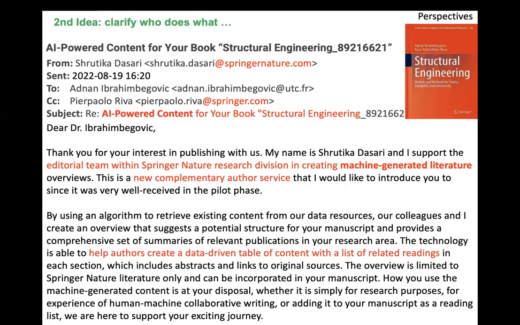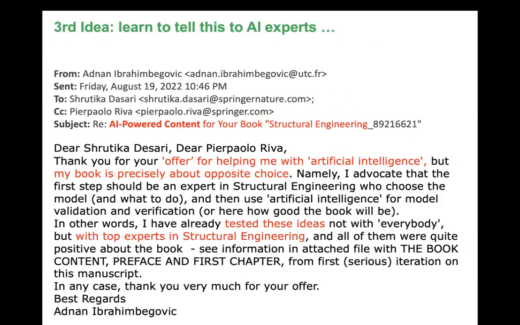And then I answered. The editor of Springer, Pier Paolo Riva, is the person who contacted me with the tools from Springer using artificial intelligence to write a book. So I said, thank you for your offer, for helping me with artificial intelligence. But my book is precisely about the opposite choice. Namely, I advocate that the first step should be an expert in structural engineering who chooses the model and what to do, and then use artificial intelligence for model validation and verification, to see how good the model is.